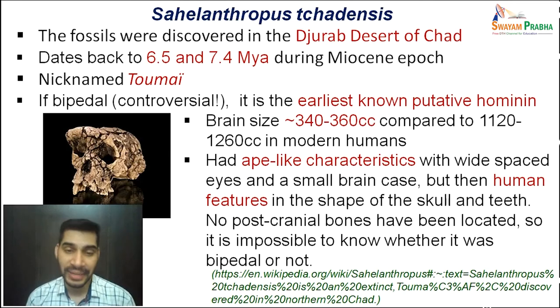The brain size was approximately 340 to 360 cubic centimeters, compared to modern humans, which have 1120 to 1260 cc. They had ape-like characteristics with widely spaced eyes and a small brain case, but human features were also there in the shape of the skull and teeth. No postcranial bones have been located, so it is impossible to know whether it was bipedal or not.